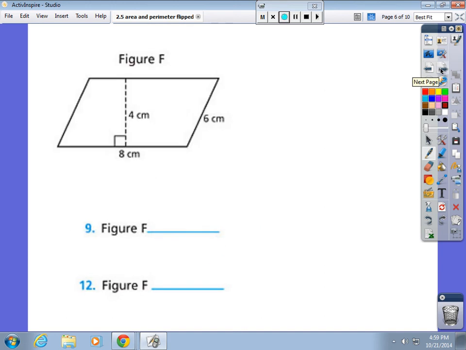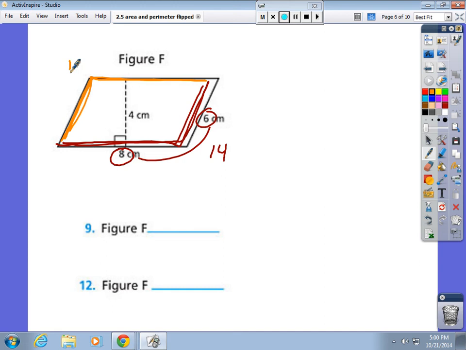Figure F, perimeter. This time I'm going to try to do it with just doing half. 8 and 6 is half of that parallelogram. 8 and 6 together make a 14. So this half of this parallelogram is 14. If that's half of a parallelogram, this half of the parallelogram is also 14. That means I have 14 for one and 14 for the other, or 28 centimeters around the parallelogram.